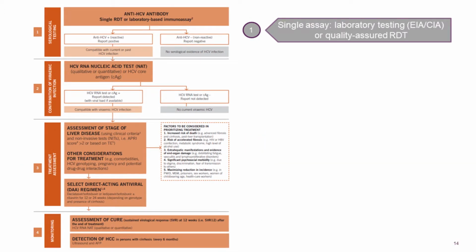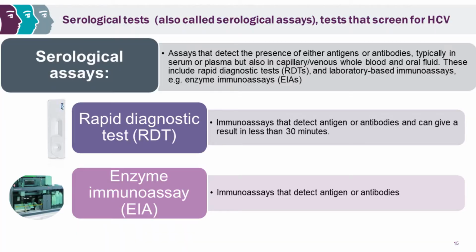So looking at the first step in the algorithm, serological testing for hepatitis C. So what are serological assays or serological tests? Well, they're tests that screen for hepatitis C. Serological assays are tests that detect the presence of either antigens or antibodies, typically in serum or plasma, but also capillary and venous blood and oral fluid. These tests include rapid diagnostic tests, or RDTs, which are immunoassays that detect antigen or antibodies and can give a result in less than 30 minutes.